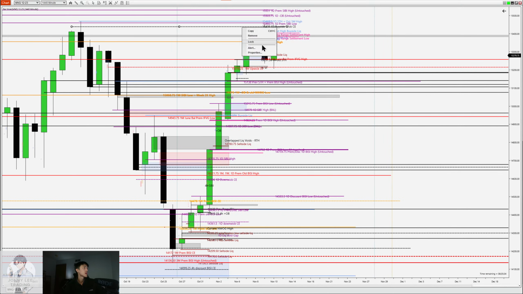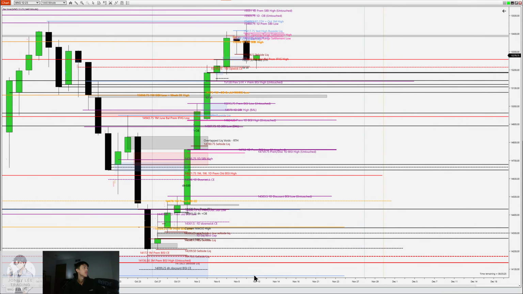I'm going to get rid of this consequent encroachment since we've traded to it and we have a new wick there that will serve as liquidity instead. And we can take away this area of buy side liquidity as well since we've traded to that and rejected from that.